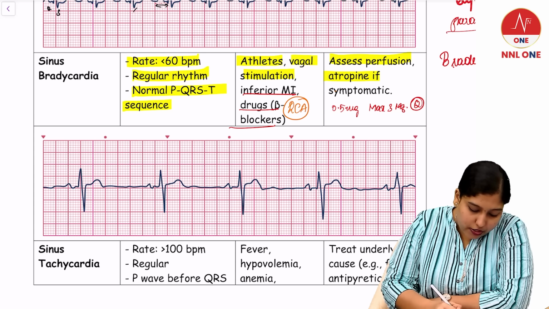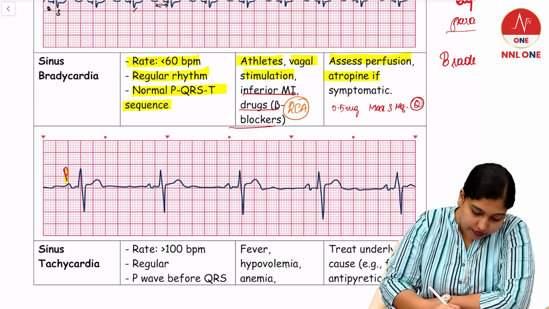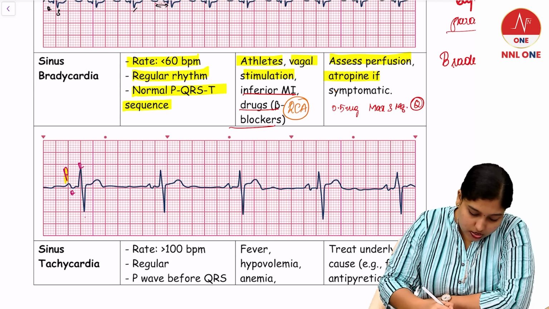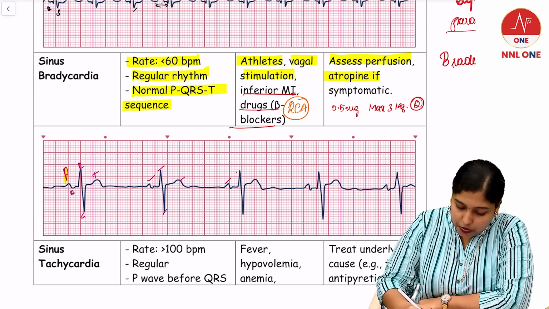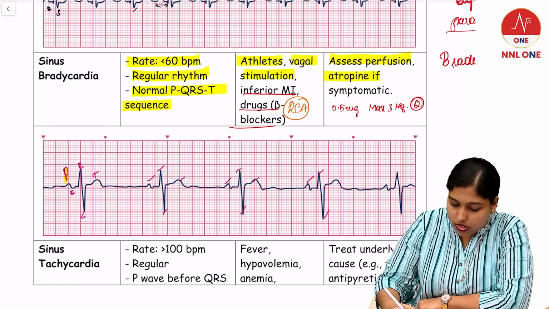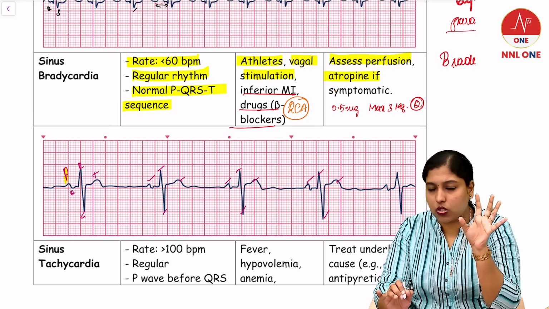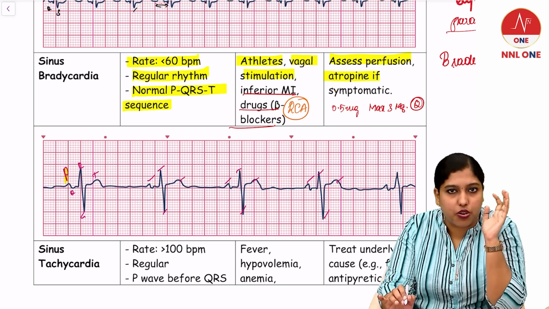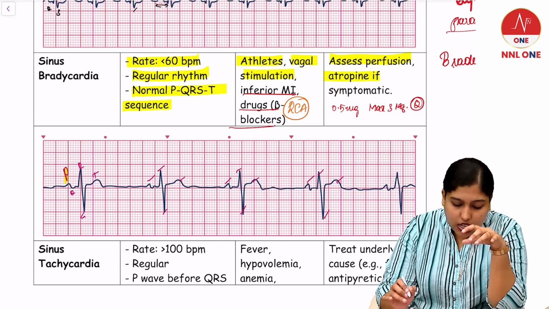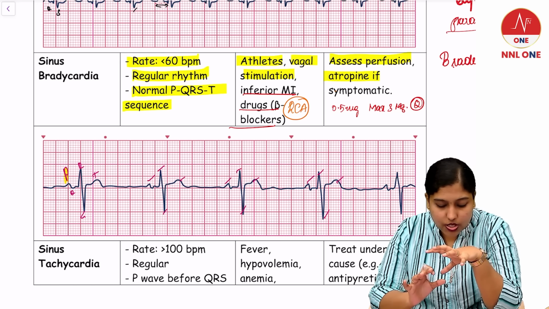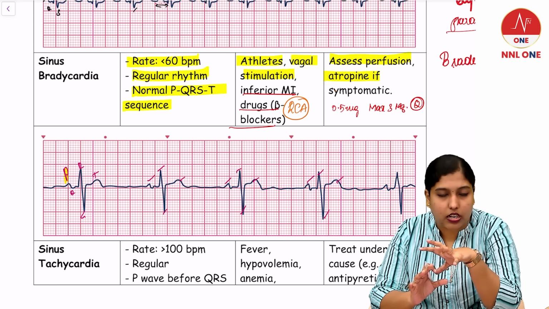The other components, if you see, are a P wave, a QRS, and a T wave. P wave, QRS, and T wave, again and again, so it is regular. Each P wave has its own QRS complex, and this is a regular rhythm as well. If you see the RR interval, it is quite widened, which means the heart rate is less.